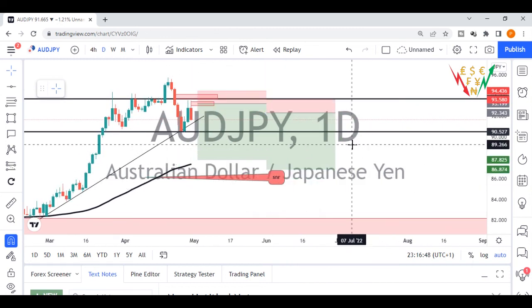Our sentimental bias once again for the AUD/JPY, the Australian dollar, Japanese yen, is bearish.